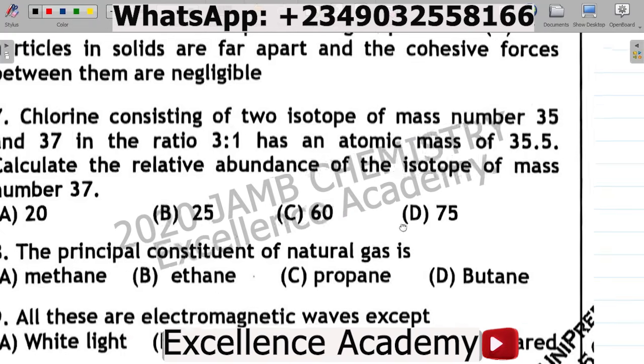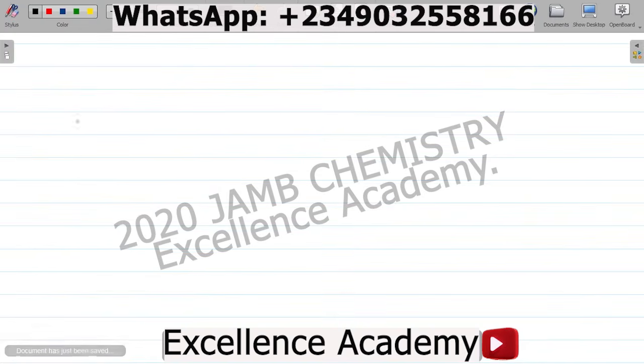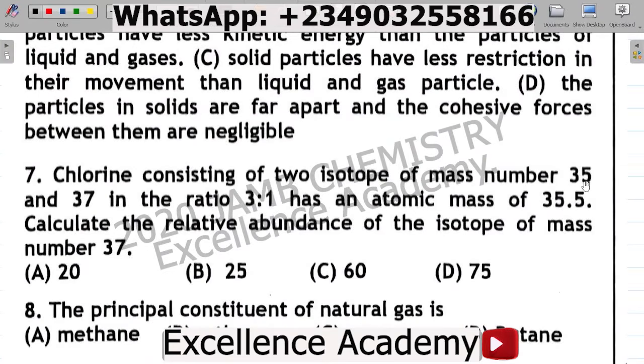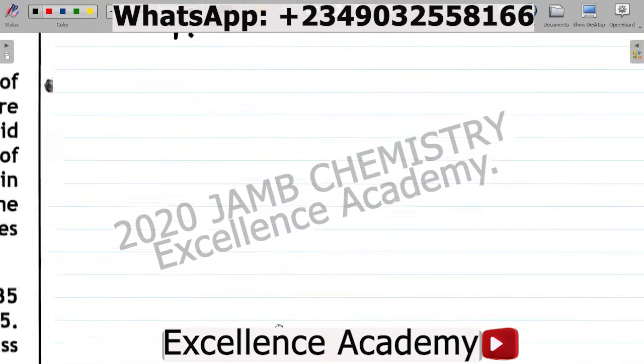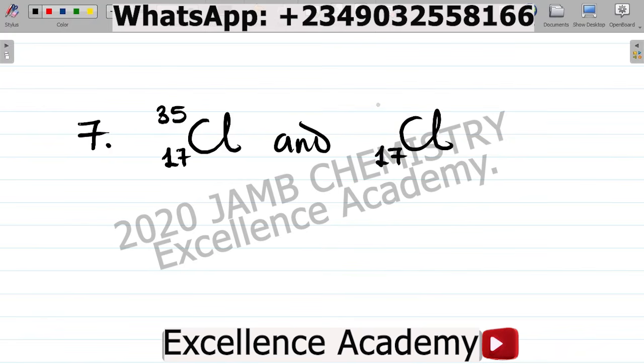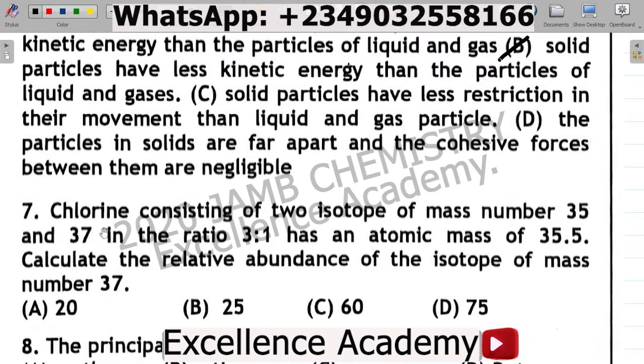Now, to solve this question, we are given chlorine, and we're given two isotopes of chlorine. The isotopes there are chlorine 35 and chlorine 37. So I'll come here and put chlorine, atomic number 17. Then you have this as chlorine 35, and you have an isotope of chlorine, chlorine 37. Let me just confirm that, 35 and 37. All right. They said the two isotopes are in the ratio 3:1, and they have an atomic mass of 35.5.